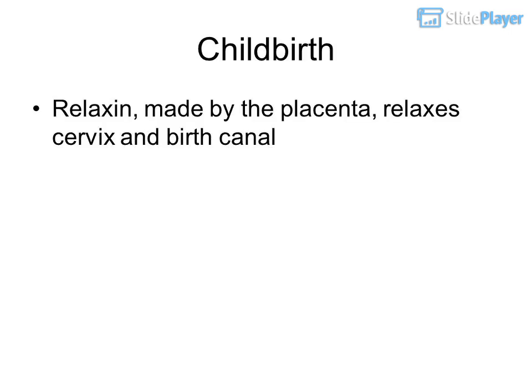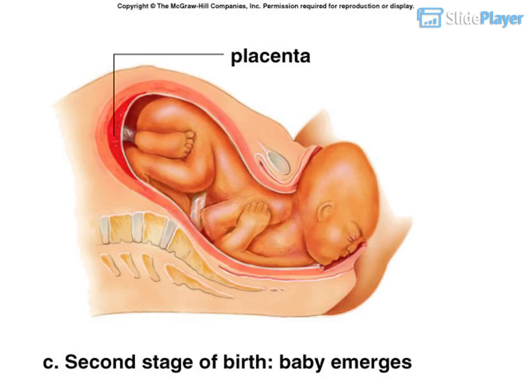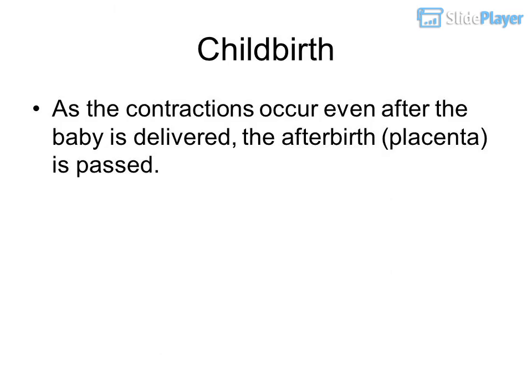Childbirth. Relaxin, made by the placenta, relaxes the cervix and birth canal. As the contractions occur even after the baby is delivered, the afterbirth, the placenta, is passed.